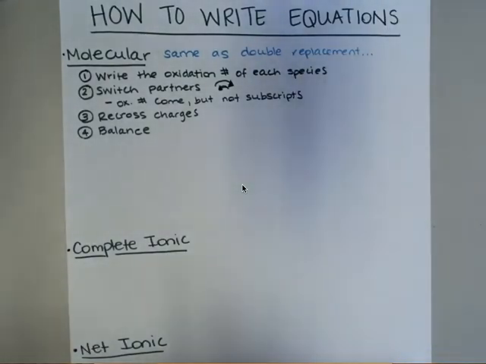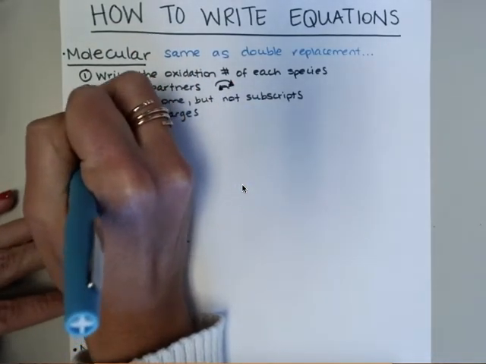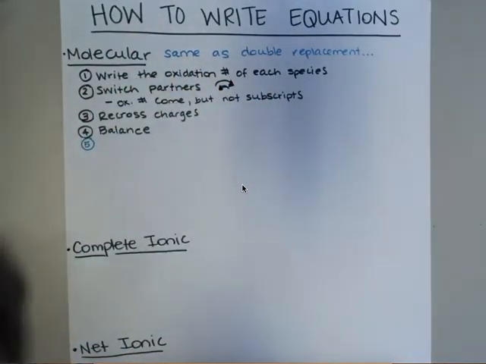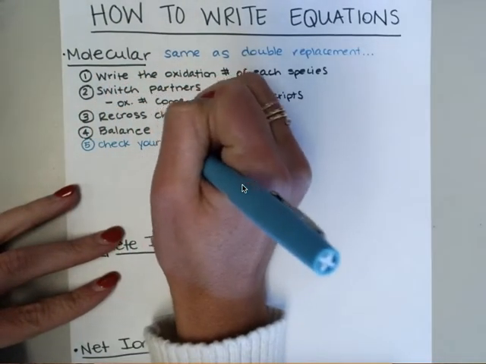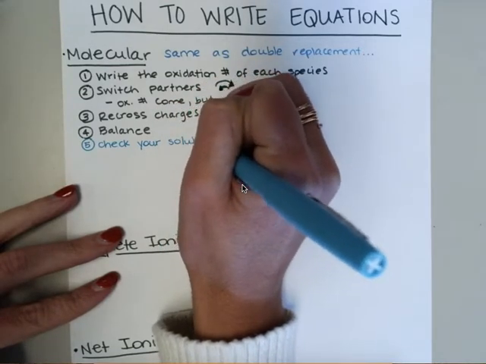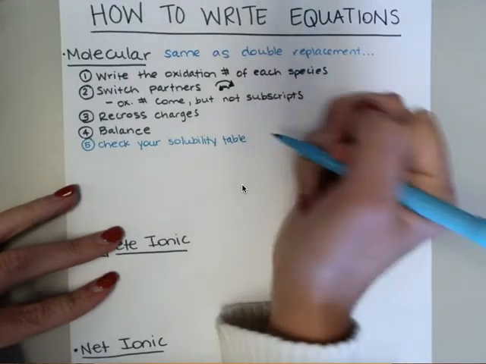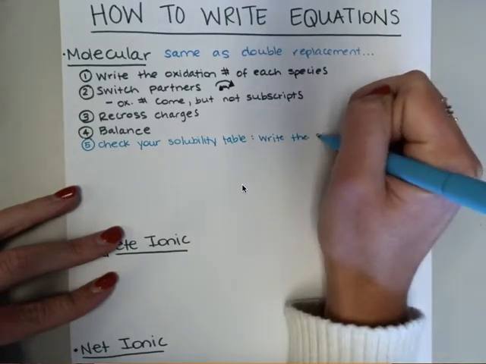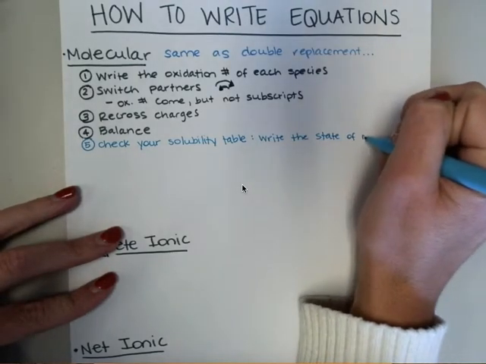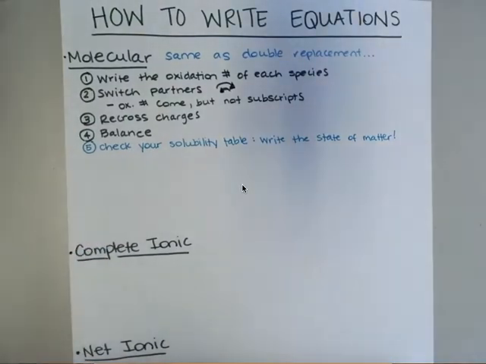And that new step is step 5, and I'll put it in a new color. It is to check your solubility table so that you can write the state of matter, whether it is aqueous or a solid precipitate, or in some cases, water. H2O is not aqueous, it's water, and it's a liquid.